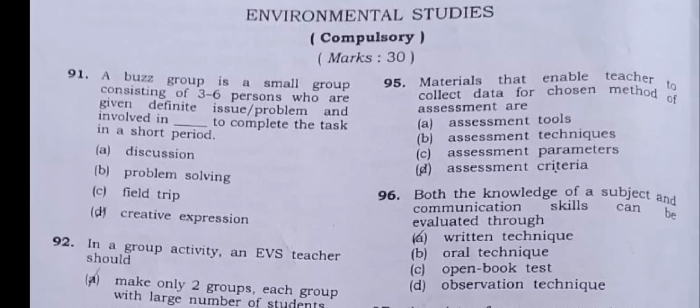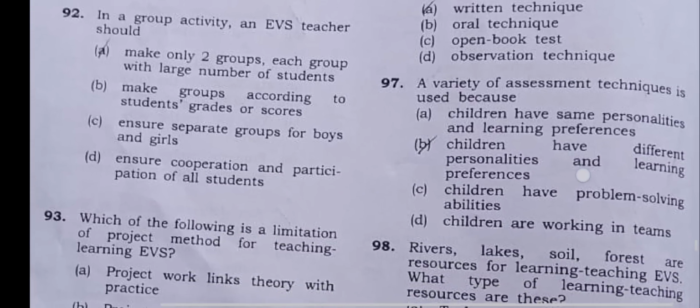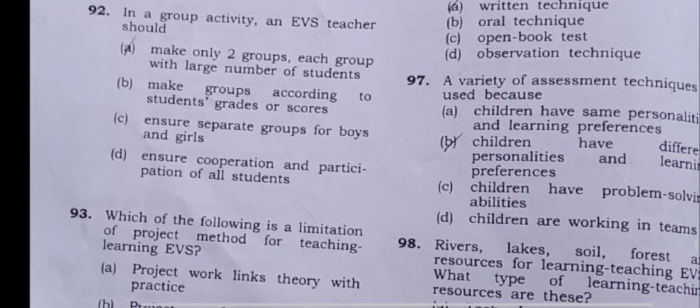So here the first question, 91: a buzz group is a small group consisting of 3 to 6 persons who are given a definite issue or problem and involved in blank to complete the task in a short period. So here the correct option is option number A, discussion. Lecturers, teachers, we just need a chance. If we get a chance, then we just want to go on and on talking. So we are like that.